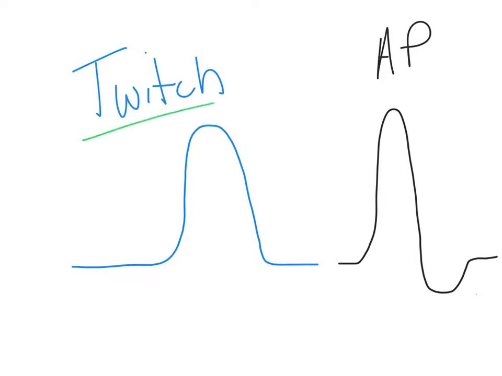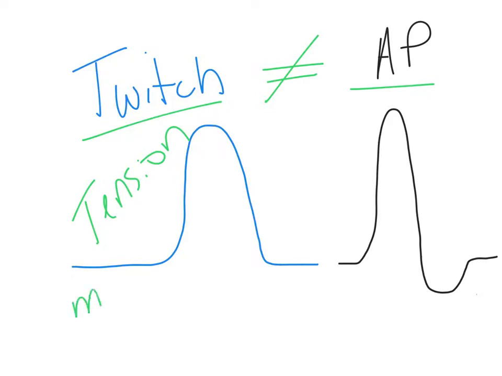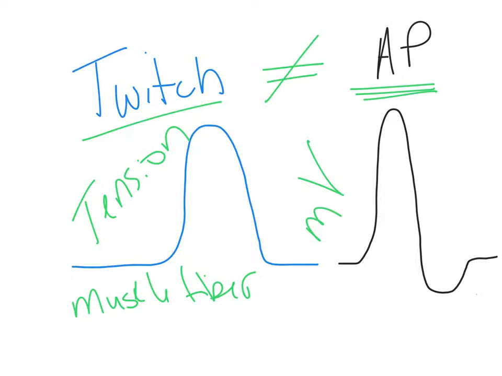So again, twitch is not an action potential. The twitch is a measurement of tension of the muscle fiber, so looking at tension within the muscle fiber. The action potential is a measurement of change in millivolts. So it's a current change, and it's looking at the sarcolemma.